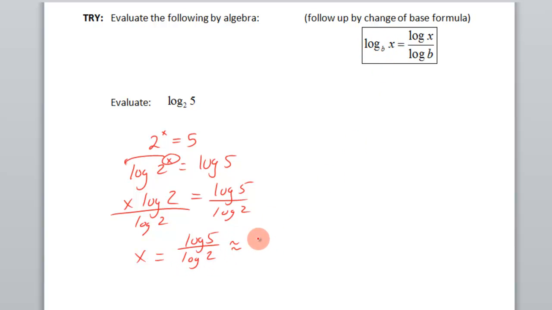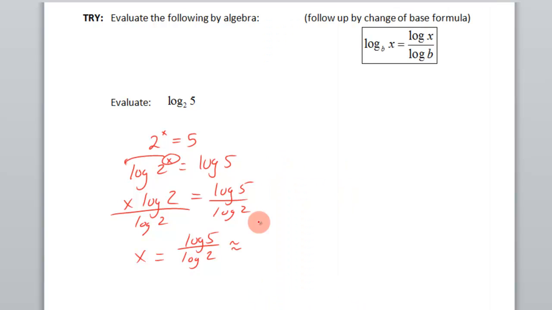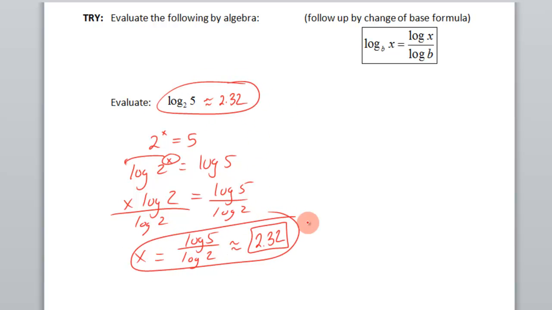So what's that approximately equal to? Check on the calculator. Log base 10 of 5 divided by log base 10 of 2. Hit enter. 2.32. Remember, the 2.32 is actually what this is equal to, or approximately equal to, 2.32. They're the same thing. Okay?